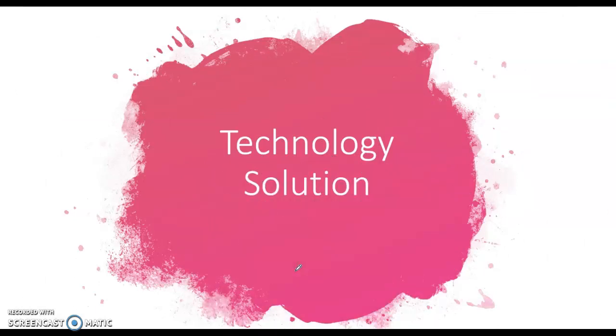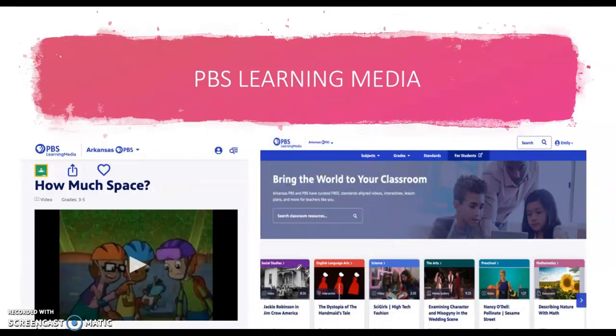So, the technology solution. I'm going to show you a few different solutions for a few different software websites. So the first one is PBS Learning Media. I don't know about other states, but Arkansas has this. This video right here, How Much Space, is talking about area and perimeter, and I use that in the lesson later on. So when I talk about a video, that's the video I'm talking about.